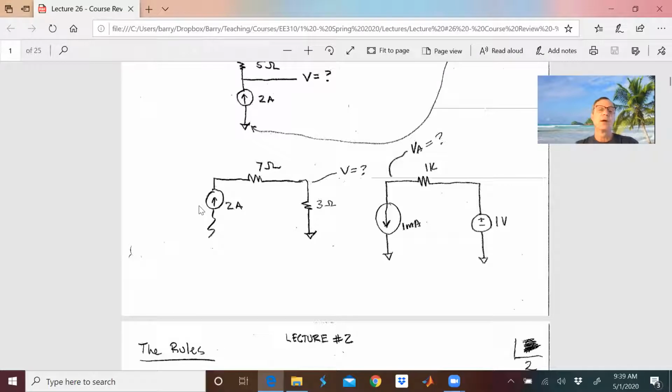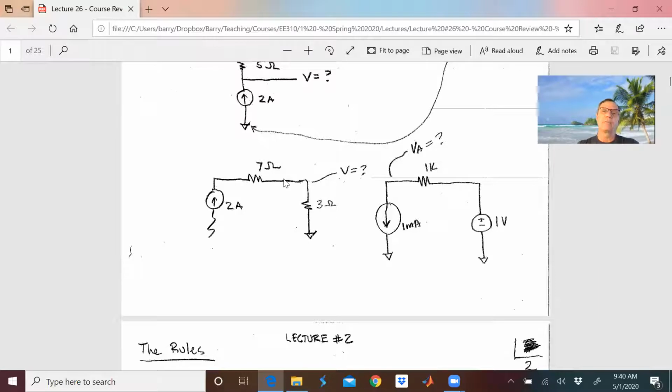Of course, in industry, I'll absolutely care. But this is EE310, and I want to keep things idealized. So we've got 2 amps going through here. So let's see, that means I'm going to get 14 volts across this resistor. It means I'm going to get 6 volts across this resistor. Hey, wait a minute, one end of this resistor is ground.